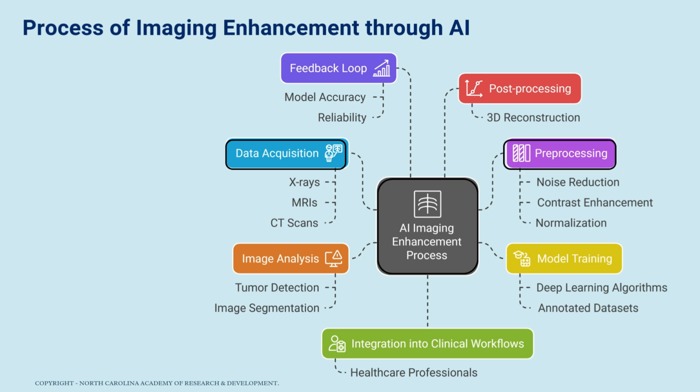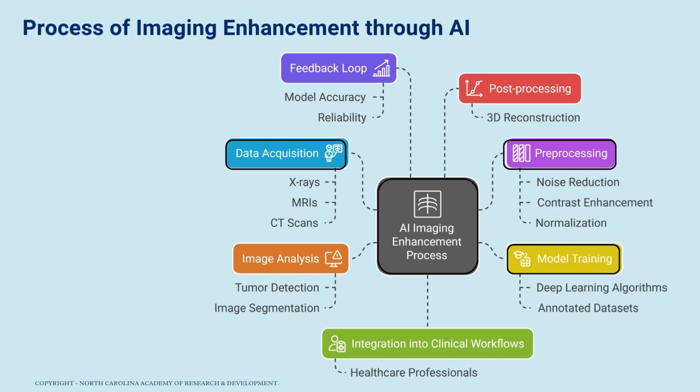Next is pre-processing. At this stage, images are cleaned up by reducing noise, enhancing contrast, and normalizing them. This ensures that the AI system works with the best possible data. Then, we move on to model training. Here, advanced deep learning algorithms are trained on extensive datasets of annotated images. Think of it as teaching a budding radiologist to recognize subtle yet critical cues in each image.